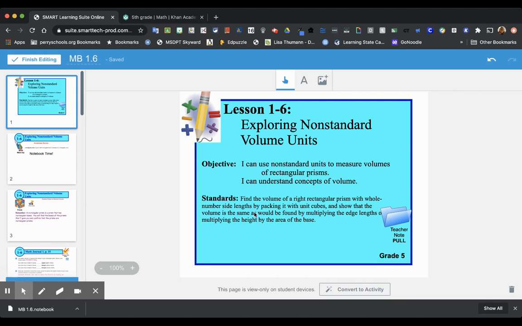Because a standard for 5th grade is to find the volume of a right rectangular prism with whole number side lengths by packing it with unit cubes to show that volume is the same as it would be by multiplying the edge lengths or multiplying the height by the area of the base.